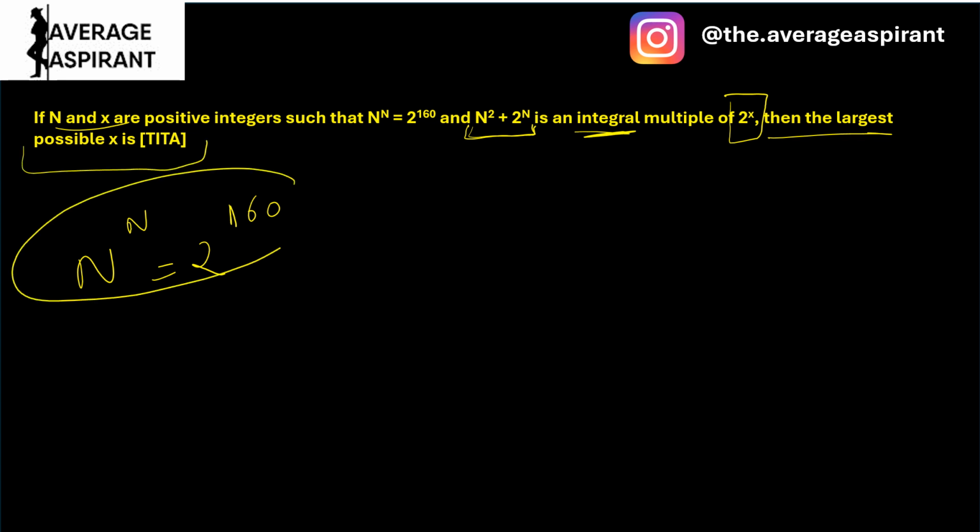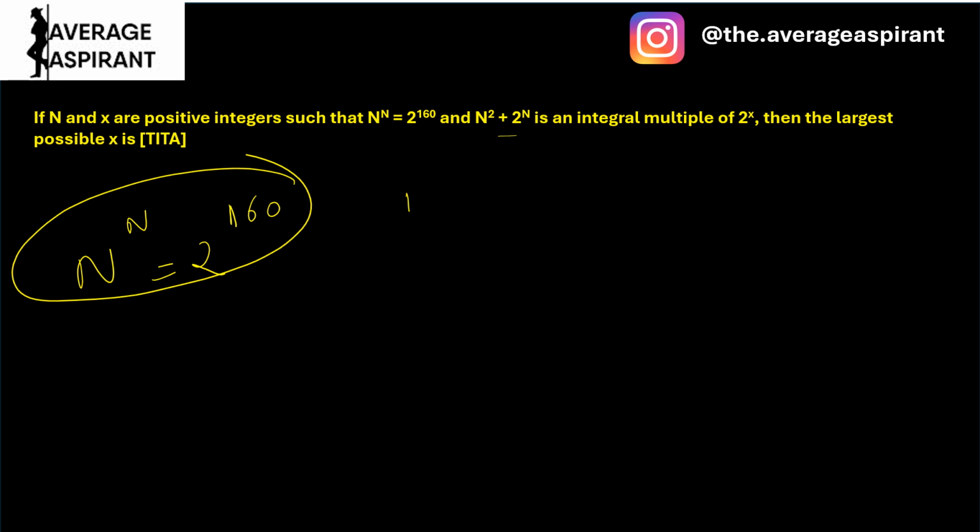So for that we'll first need to find n, then we'll need to find this particular equation, and then in this particular equation we'll have to see what is the largest possible value of x so that 2 raised to the power x is a multiple, right? So first things first, let's find n.